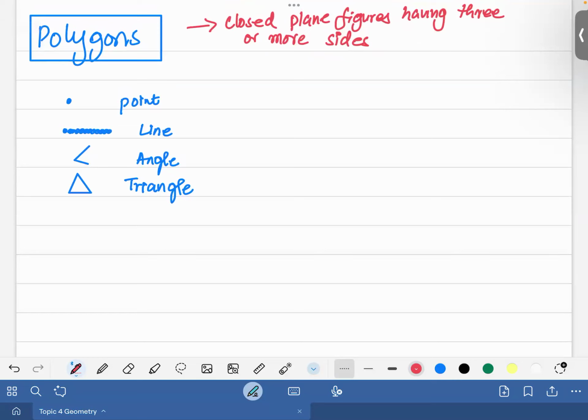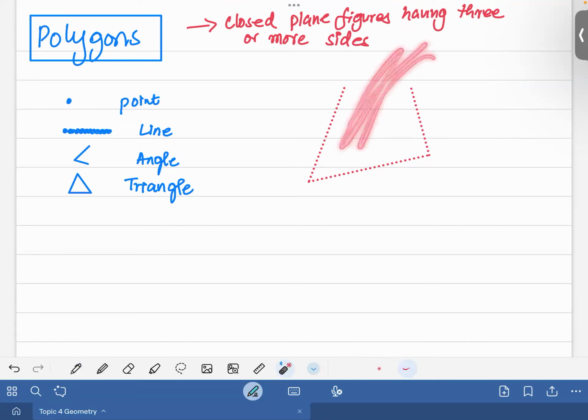So I can say here that this is L1, this is L2, and this is, let's say, L3. These are three lines technically, but it is not closed. Why? Because you can see there is a lot of open space available here. So it is not a polygon. Remember that. It is mandatory for a polygon that the shape should be closed. A closed plane figure having three or more sides.